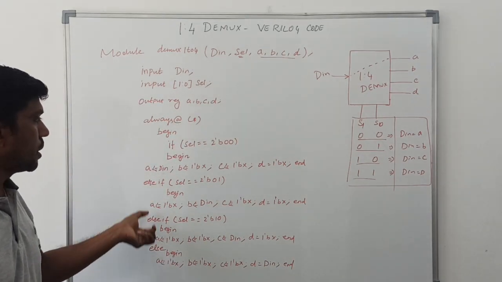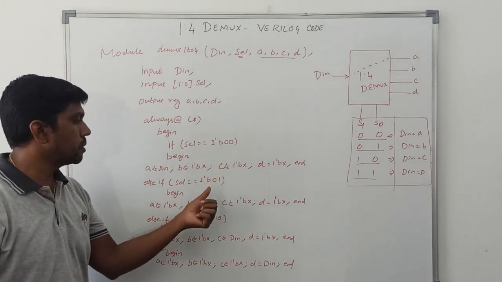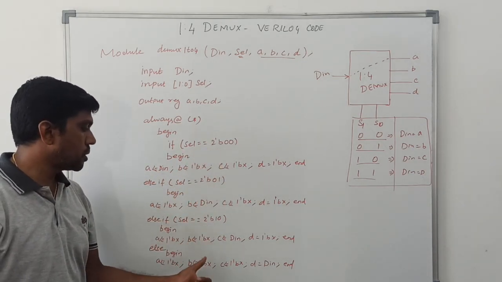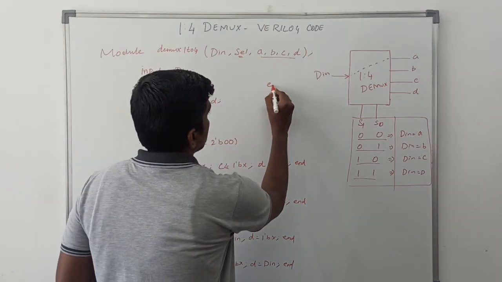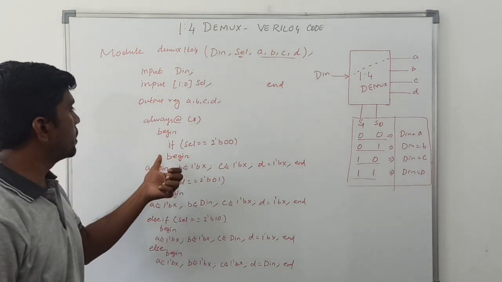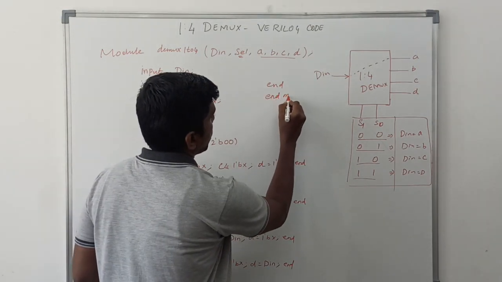So now all the conditions are verified. The first condition is selection line value 0 0, then 0 1, then 1 0. The final one is 1 1. Then end the begin statement. So finally, end module.